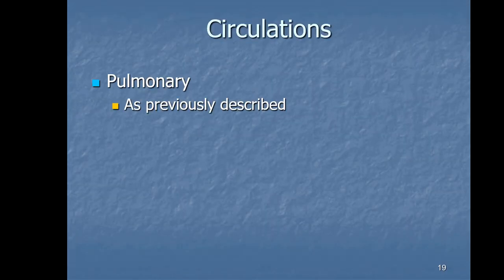All right, pulmonary circulations, we don't really need to discuss that again. We just covered that with the cardiovascular system. Basically, right side of the heart pumps to the pulmonary circulation. Blood goes through pulmonary arteries to the lungs, picks up oxygen, comes back in pulmonary veins, back to the left side of the heart. And that's the pulmonary circulation.